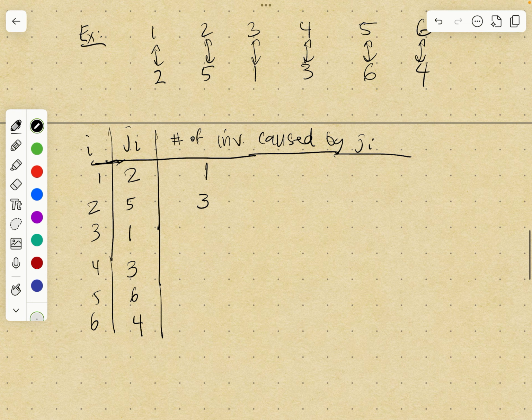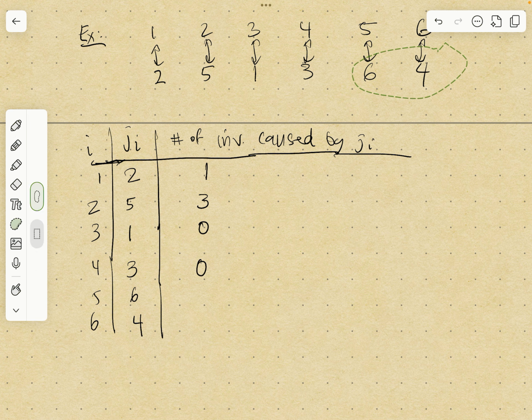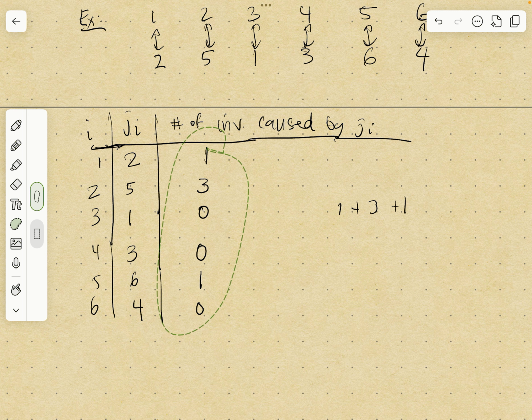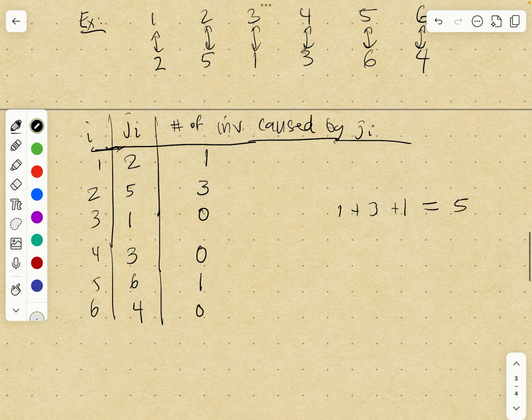And then for the 1, it's 0. For the 3, it's also 0, because there's no numbers after the 3 that are less than 3. And then for the 6, it's 1, right? Because the number after it, 4, is less than 6. And then for the last one, it's going to be 0. So if you figure out the total, 1 plus 3 plus 1, I add up all the inversions, the total number is 5. And so therefore this permutation is an odd permutation.